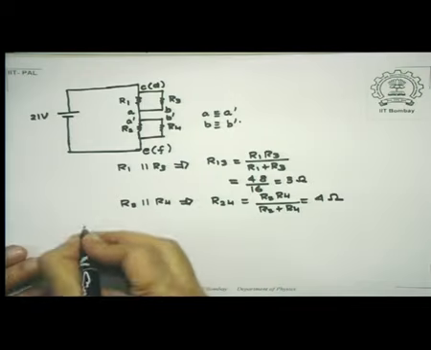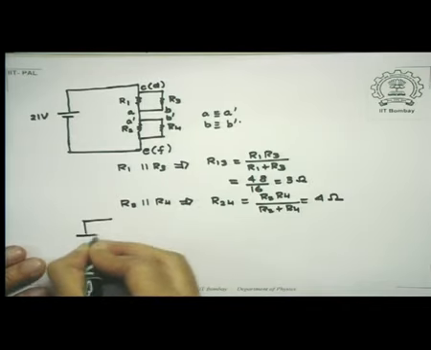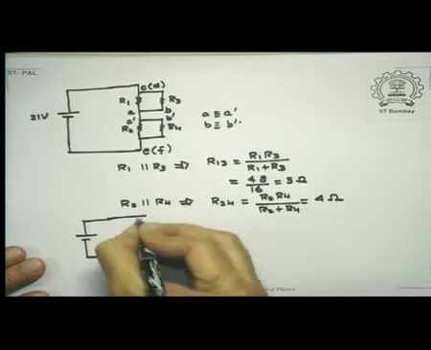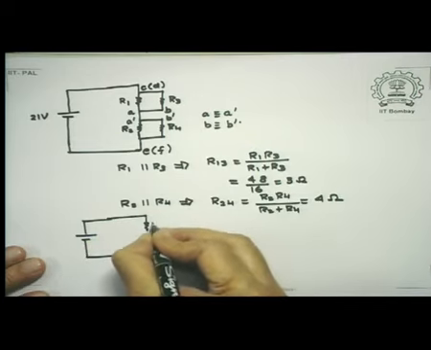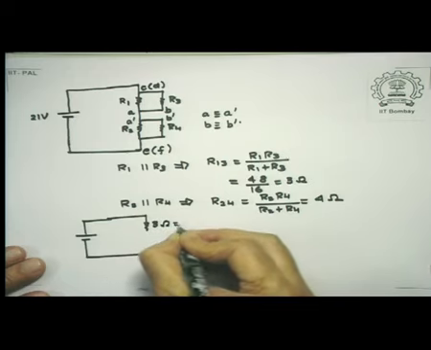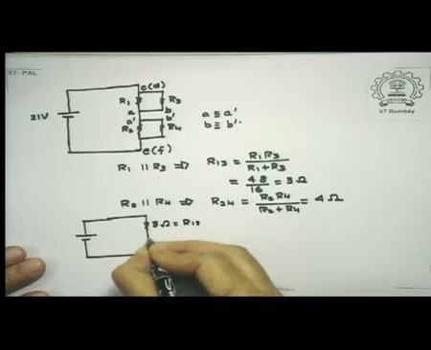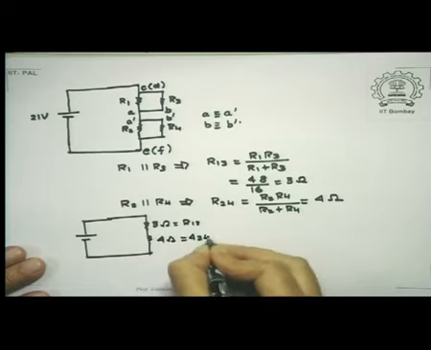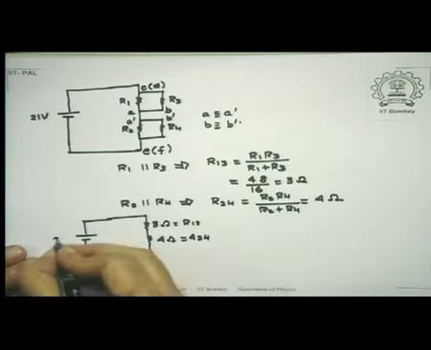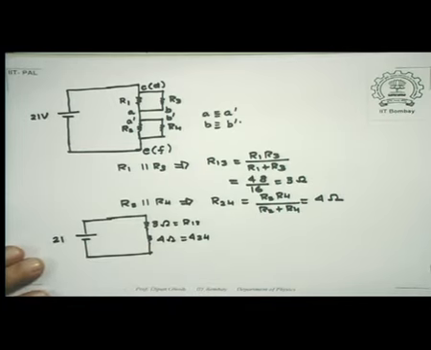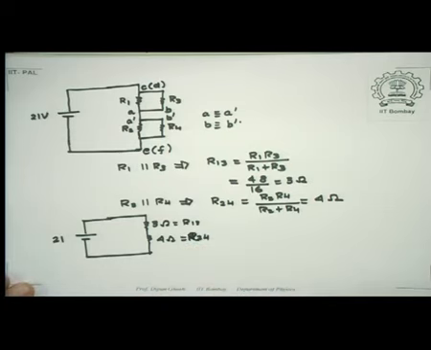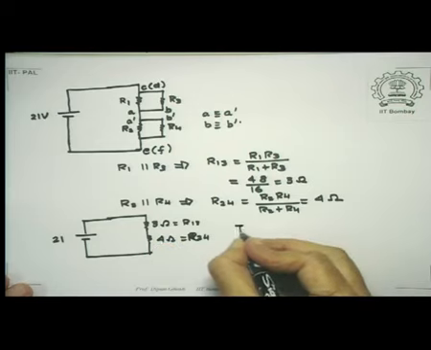So at that stage, my circuit is this. I have 3 ohms here, which we called R13, and I have 4 ohms there, which we called R24. And this was 21 volts. Since R13 and R24 are in series, my net resistance here is 7 ohms. So therefore my current is 3 amps.